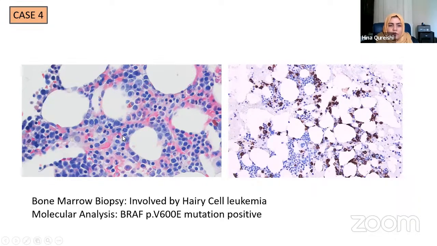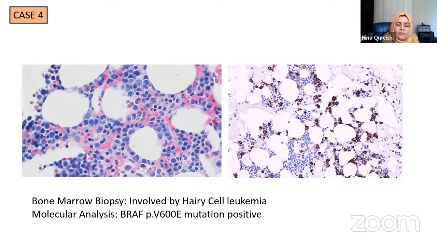So in order to highlight the infiltration of the B cells, we do an immunostain. So here is a CD20 immunostain. And you can see that there are actually a lot more lymphoma cells than what we were able to see on the H&E. So this patient's bone marrow is involved by hairy cell leukemia.